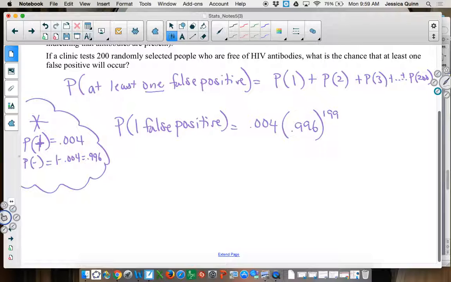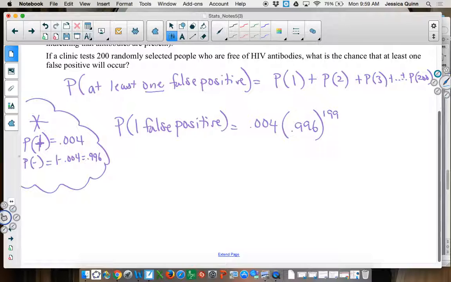Any thoughts on a different route we could take here? Does that jog your memory of maybe something? Oh, is it the empirical rule? No. Oh, the complement, right? What's the complement of at least one false positive? That means it's from one false positive all the way up to 200 false positives. What's the only other scenario that's not taken into consideration here? No false positives, right? So the complement of at least one is going to be none.